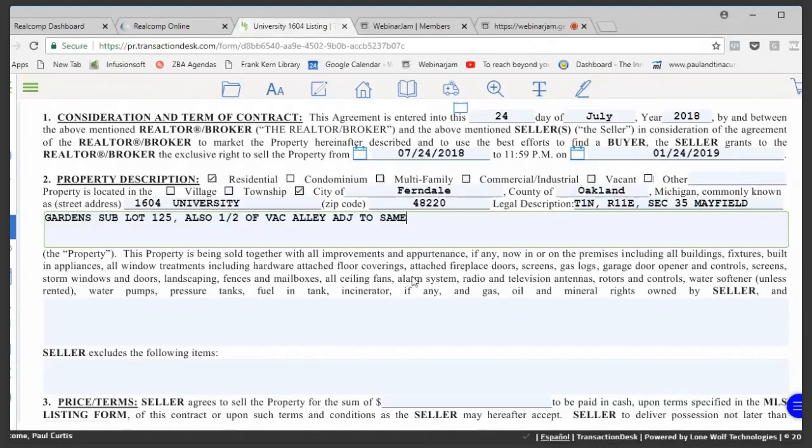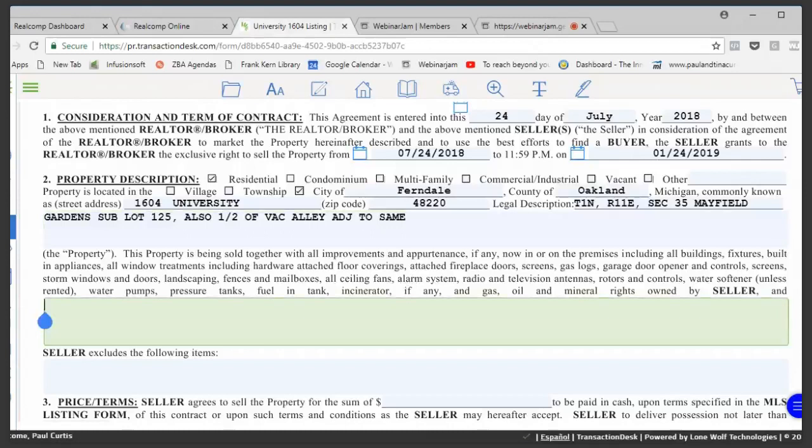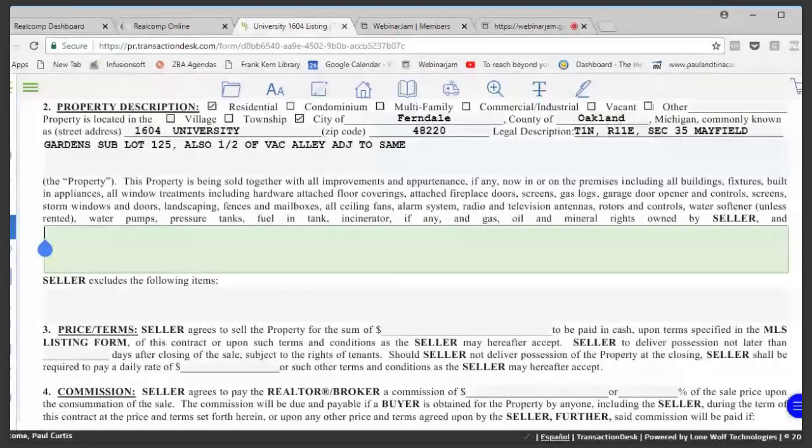This part is where it's telling the seller that everything that's attached to the property stays with the property. Let them know they can't take it if it's attached, if they want to take it down before they list it.